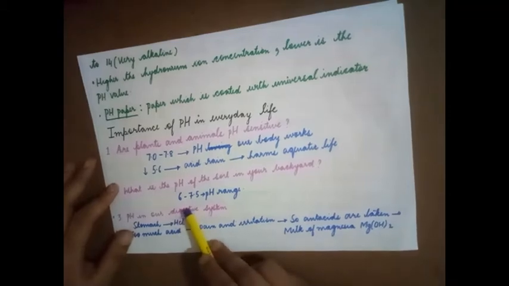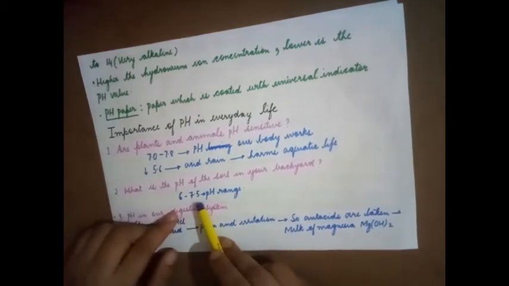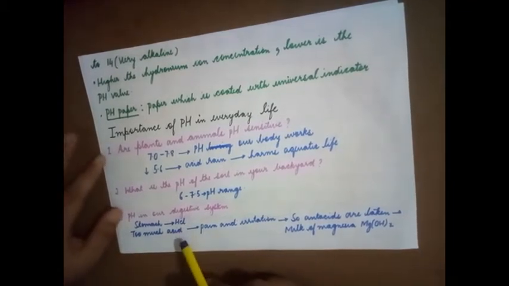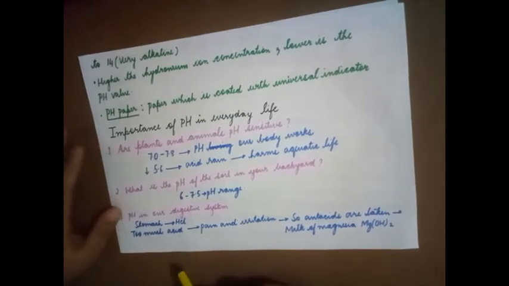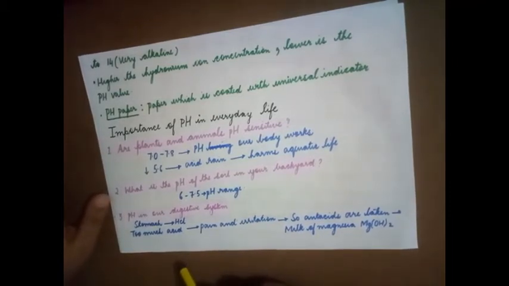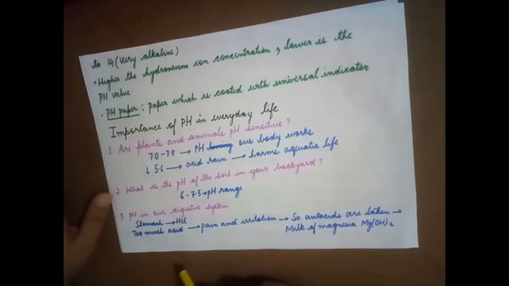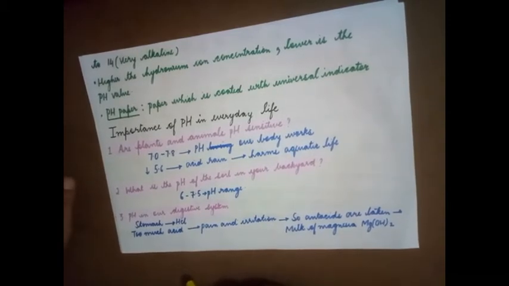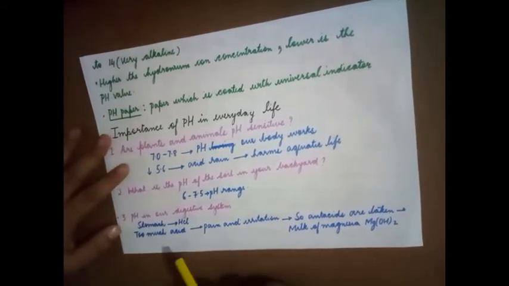What is the pH of the soil in your backyard? Usually the soil pH is 6 to 7.5. That is the pH range. Now we know if it exceeds too much or if it decreases, then what happens? It destroys the microbes as well as the earthworms because they thrive only in a specific pH. If the pH of the soil changes, all these soil organisms will be affected. Thereby, the fertility of the soil will also be affected.